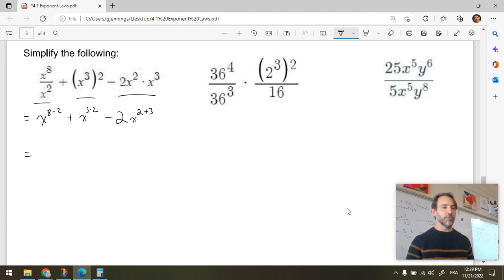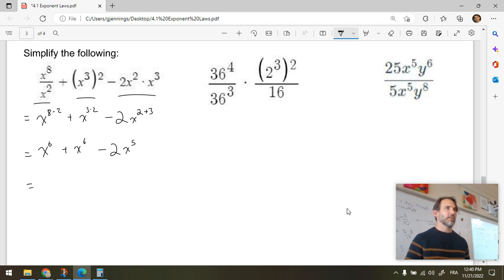X to the 8 minus 2 is x to the 6. X to the 3 times 2, well, that's going to be plus x to the 6. And then it's going to be minus 2 times x to the 5. Just figure out your new exponents. And then x to the 6 plus x to the 6, what's that? If I have 2 x to the 6's and I add them together. X to the 6 plus x to the 6.